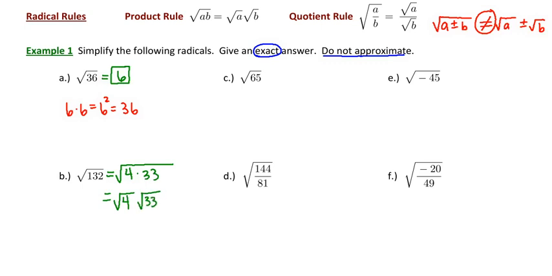Then we can evaluate the square root of 4. That gives me the exact value of 2. Since 33 is not a perfect square and it doesn't have any other factor that's a perfect square, we're going to leave that under the radical. So the simplified form of the square root of 132 is 2 times the square root of 33.